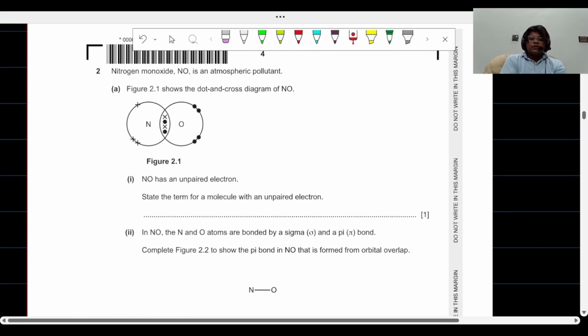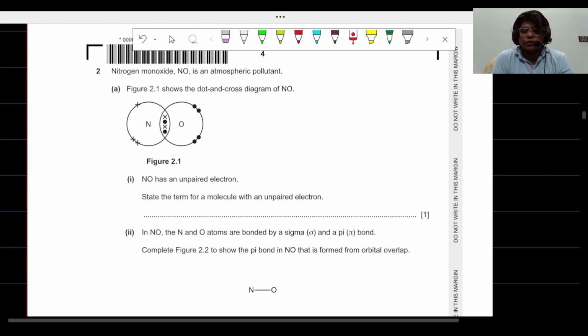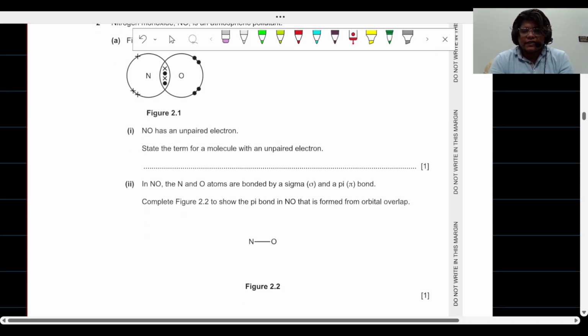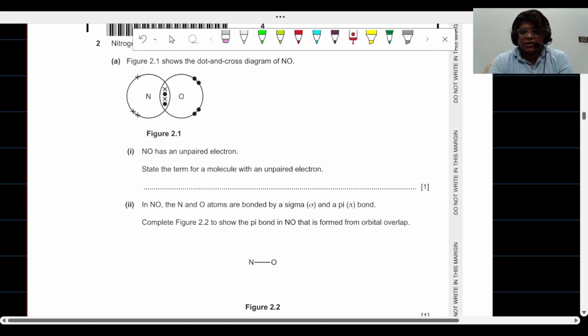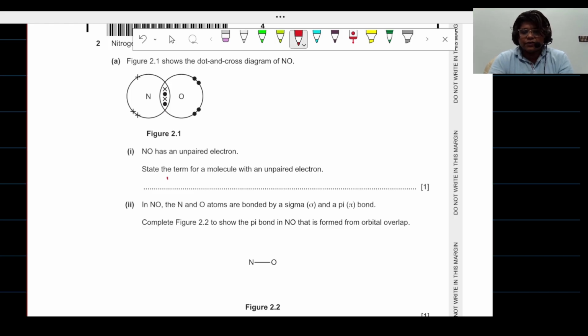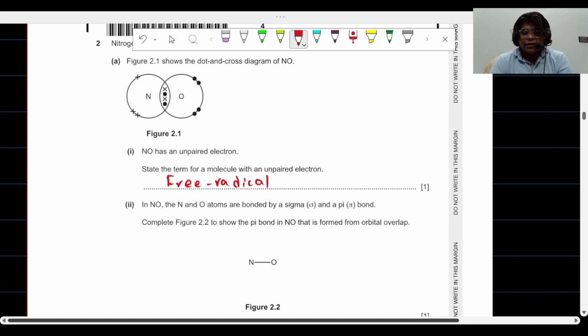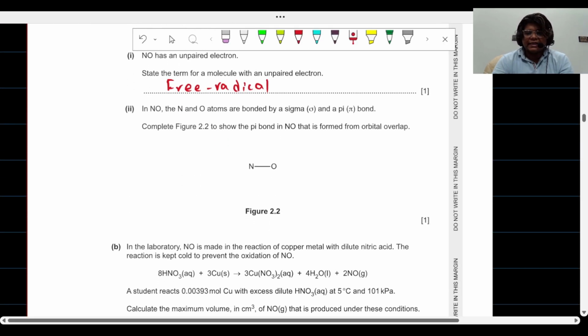So question number 2 starts with nitrogen monoxide, which is an atmospheric pollutant. We have a dot and cross diagram for nitrogen monoxide. It says NO has an unpaired electron. State the term for a molecule with an unpaired electron. So that is a free radical, right? Any species which has an unpaired electron is basically a free radical. Now it says in NO, the N and O atoms are bonded by a sigma and a pi bond.